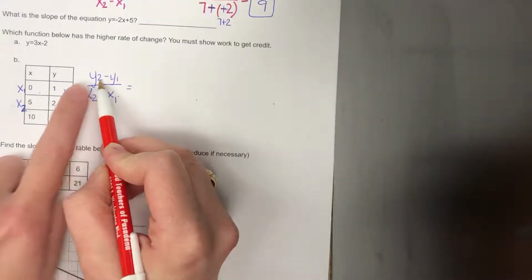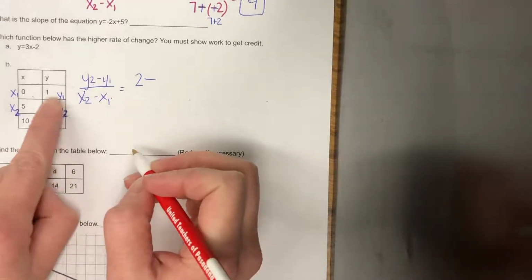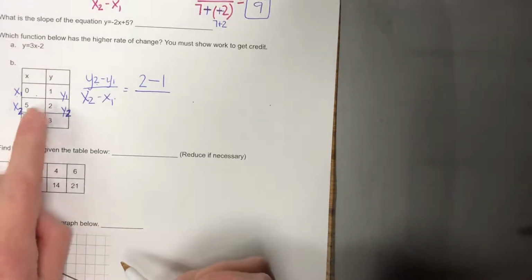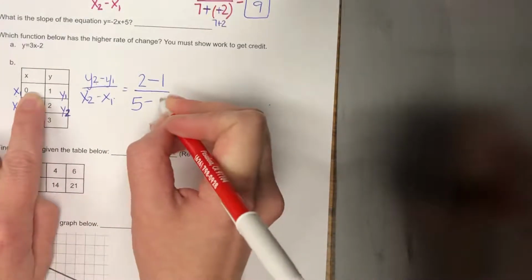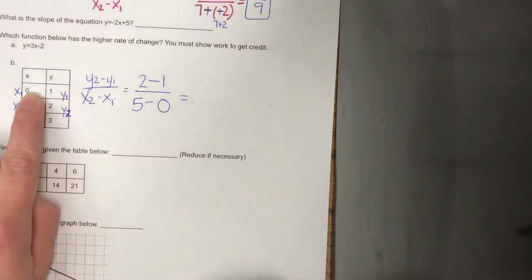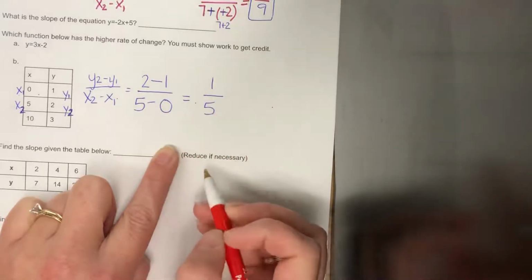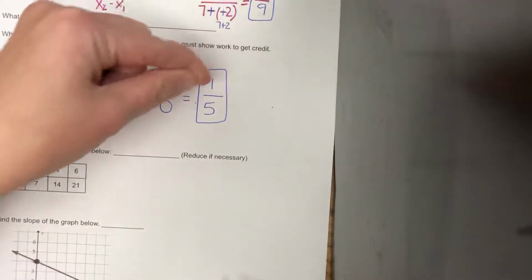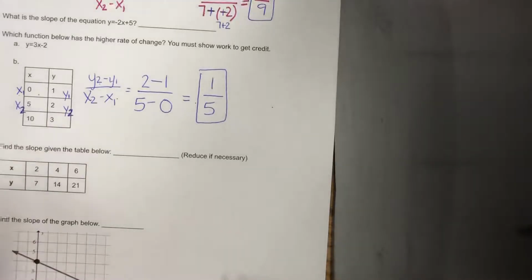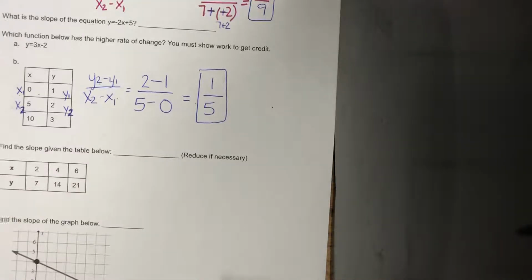So y sub 2, well, I labeled that as 2, minus y sub 1 was 1. I'm just getting this information from what I labeled in my chart. X sub 2 was 5, minus x sub 1 is 0. 2 minus 1 is 1. 5 minus 0 is 5. I cannot reduce or simplify, so that is my slope. So this is my rise over my run. My rise is up 1 because it was positive, and right 5 because it was a positive 5.